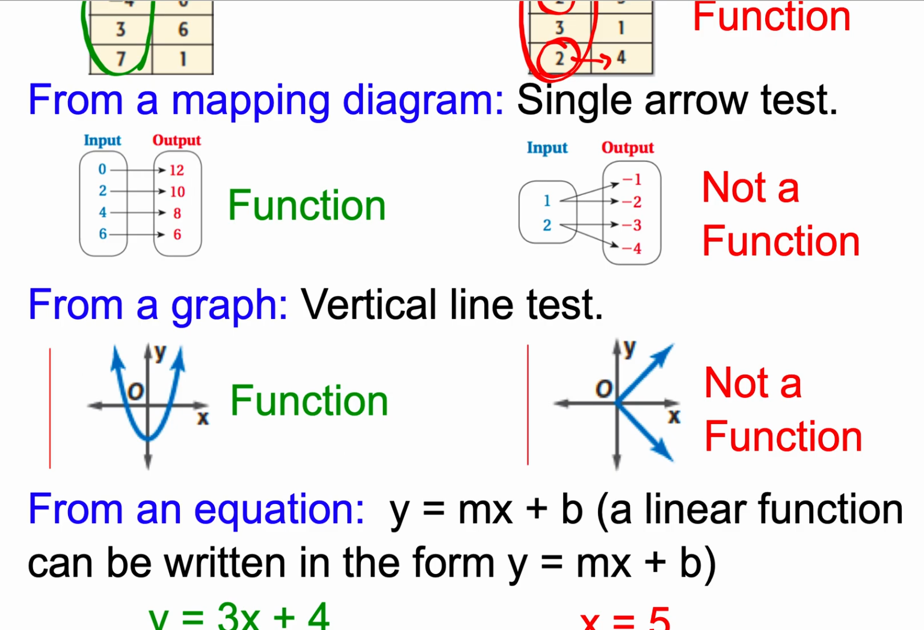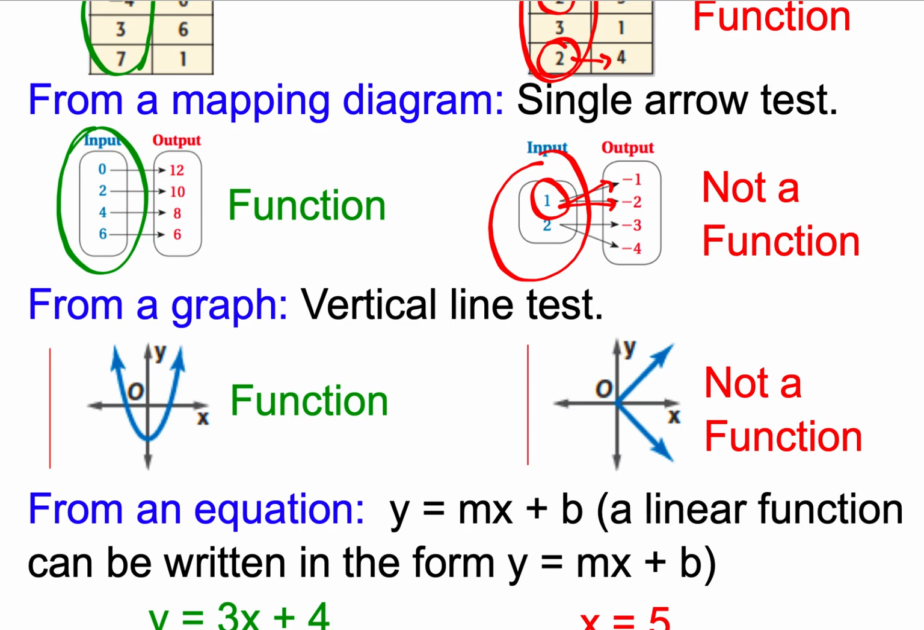If you're looking at a mapping diagram, you can use the single arrow test. As we look at the inputs here, notice that each input only has one place it can go. That is a function. If we look at the inputs here, we have an input that has 2 places it can go. That is not a function.